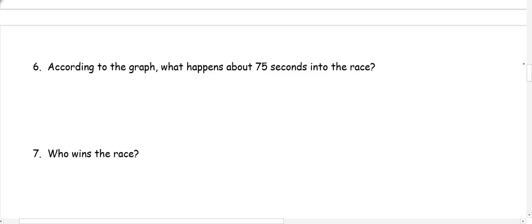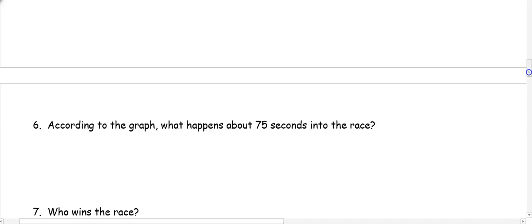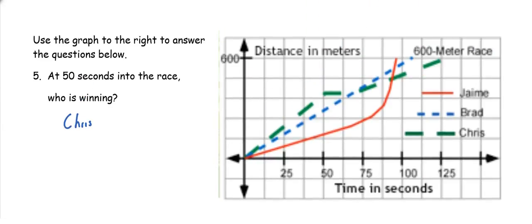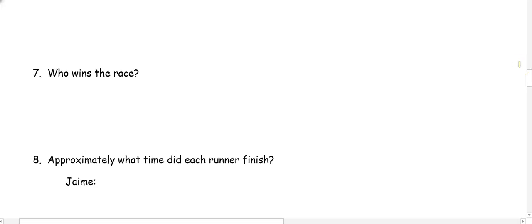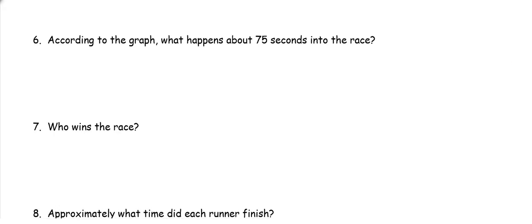Number 6, according to the graph, what happens at 75 seconds into the race? So on my x coordinates, I'm going to look at 75. And at 75 seconds, this blue line and green line are overlapping. And when something's overlapping in a race, that means they're at the same distance, which means it's a tie. So we would say that Brad and Chris are tied.